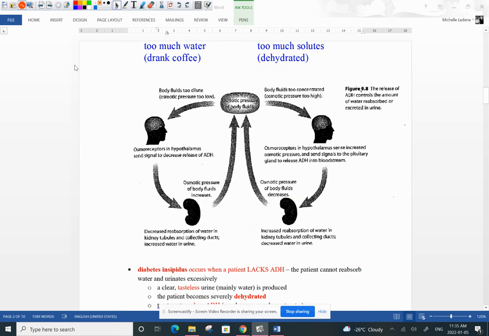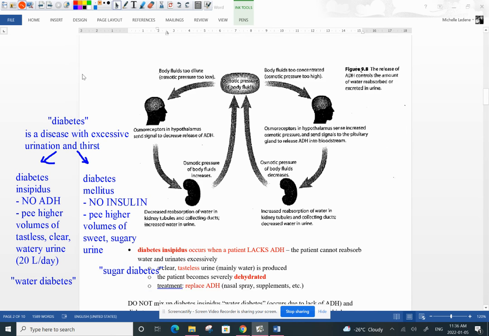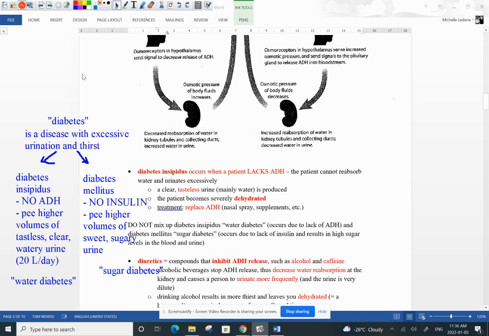So this little diagram just shows the two scenarios I talked about. If you drank too much water, like too much coffee, or you had a diuretic, or you drank a wobbly pop, that's booze, or the opposite, being too many solutes and you're dehydrated, what happens with the release of ADH? Is it shut off or is it turned on? And so you can read through that in order to do the questions in this booklet. And then it talks about some diseases here. Actually just one disease. It talks about diabetes insipidus.